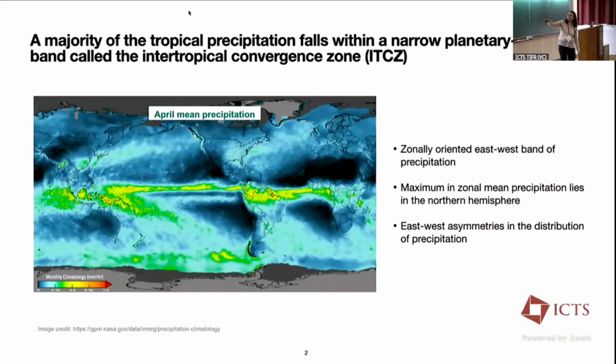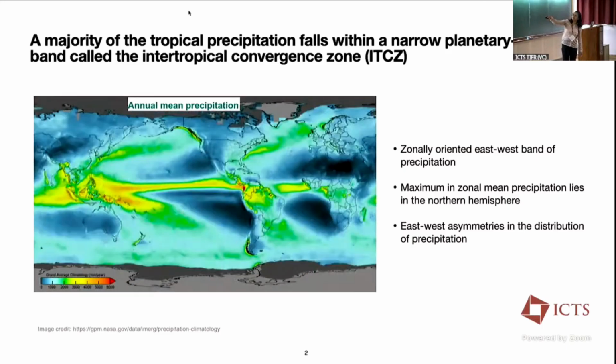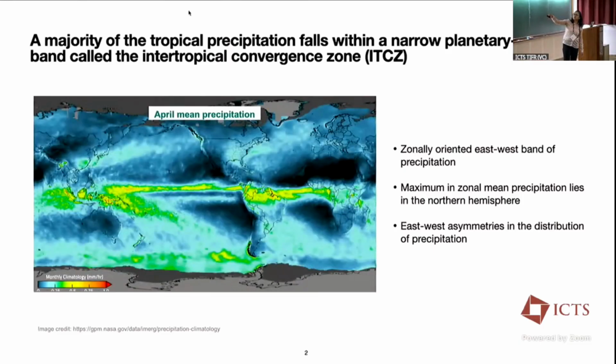In the previous picture, the asymmetry was only visible in the Pacific basin. But if I look at a specific month, which is April, you can also see it in the Atlantic basin. So you have more broad structure in the west versus the east.